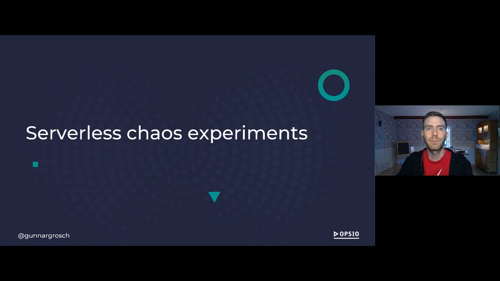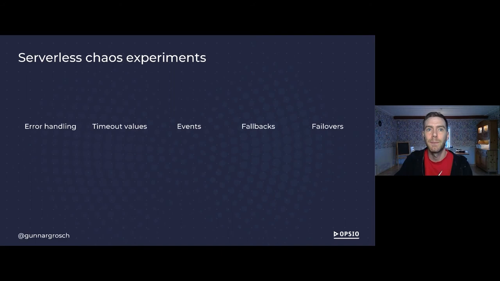So designing chaos experiments for serverless forces us to think a bit differently, since we don't have any EC2 instances to shut down, any pods to destroy, or network interfaces to mess with. So we can start by looking at some of the common serverless weaknesses seen in architectures.